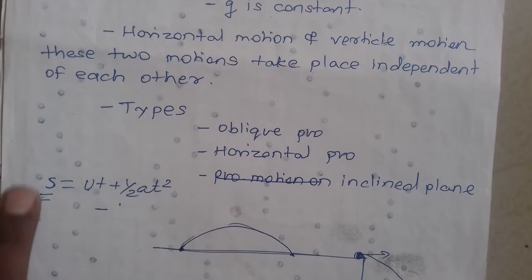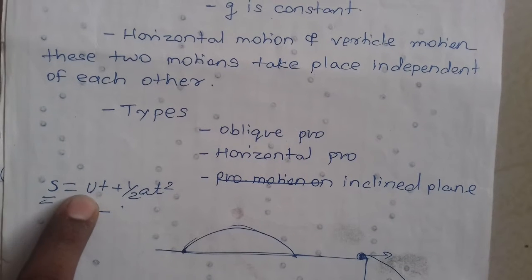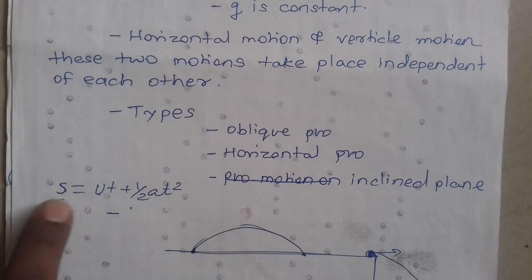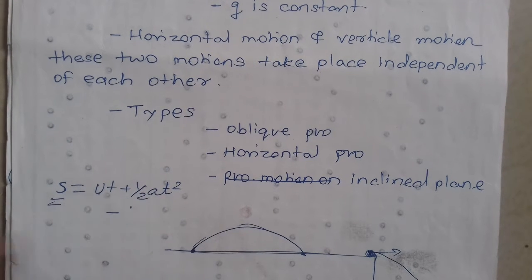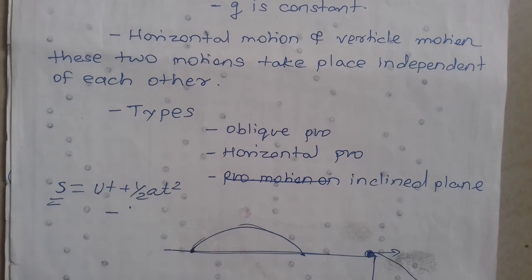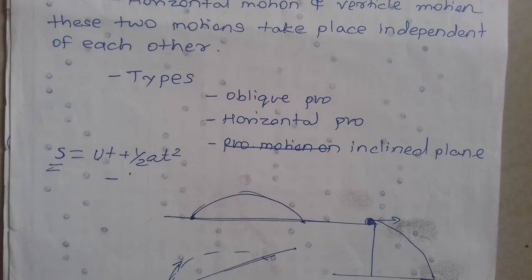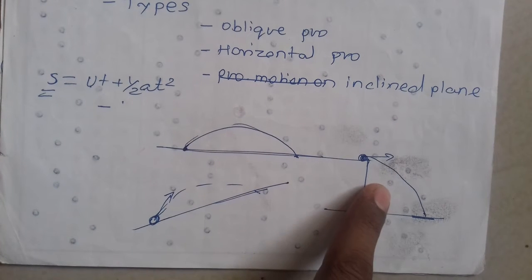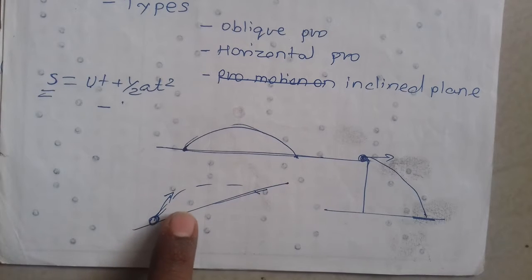If we want vertical displacement, then velocity and acceleration should be vertical. If we want horizontal, then we have to put horizontal velocity and horizontal acceleration. Time is the same for both horizontal as well as vertical. Then types of projectile motion: oblique projectile motion, horizontal projectile motion, and projectile motion on an inclined plane. This is oblique projectile motion, this is horizontal projectile motion, and this is projectile motion on an inclined plane.